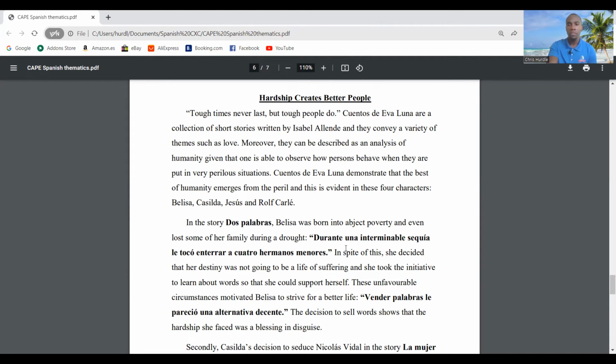So the first quote that I would have used illustrated the hardship, the fact that she had to bury four younger brothers, right? And then the second quote would have demonstrated the initiative she took to improve her life. She was determined not to see life from the lens of poverty and suffering. She was determined to overcome those challenges to be prosperous, right? So yes, and I was just explaining how both quotes are related to the theme.